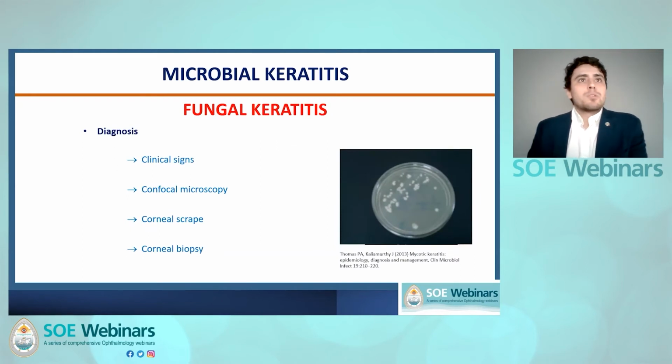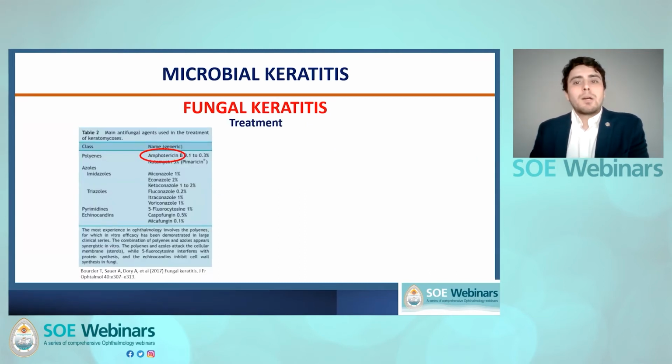The diagnosis is very important, to have in mind the clinical signs. The confocal microscopy could help us during the diagnosis, but the corneal scrape and corneal biopsy is our gold standard. Regarding the treatment, we have a wide range of options.